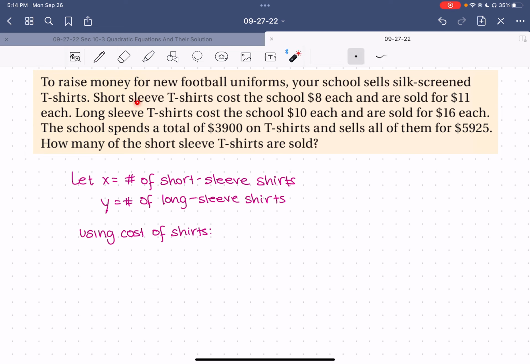where are we? Short sleeve shirts cost the school $8 each. Long sleeve shirts cost the school $10 each. And the school spent $3,900. So it cost $3,900. I'm going to highlight. So short sleeve, that's big. Short sleeve shirts cost $8 each. Long sleeve shirts cost $10 each. And the school spends $3,900. So we can make equations for that.